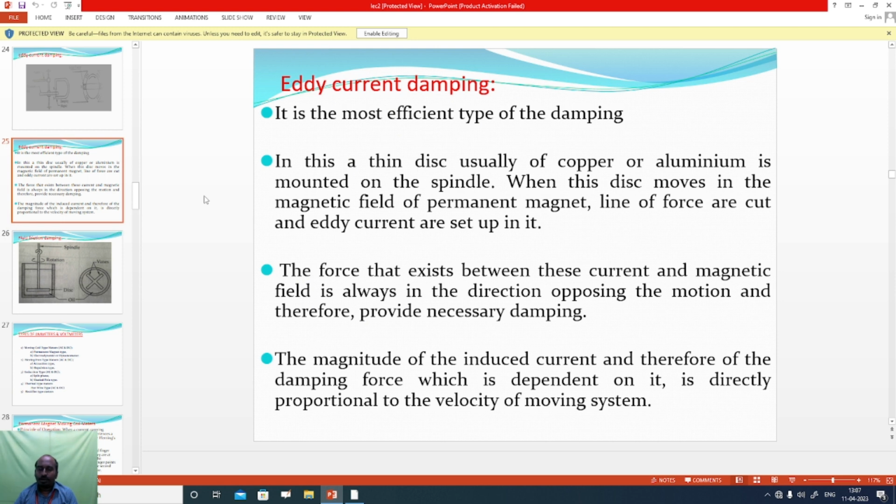All of these instruments work on the principle of these three torques. What are they? They are deflection torque, controlling torque, and damping torque.